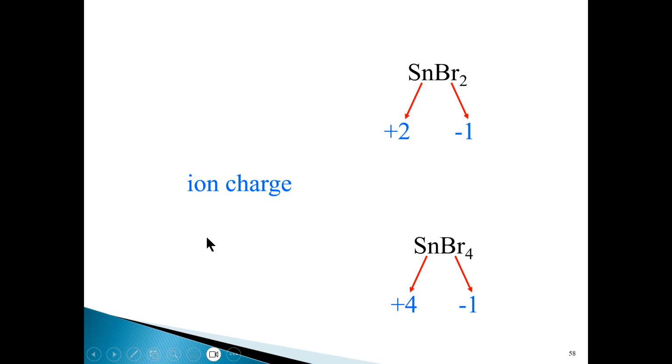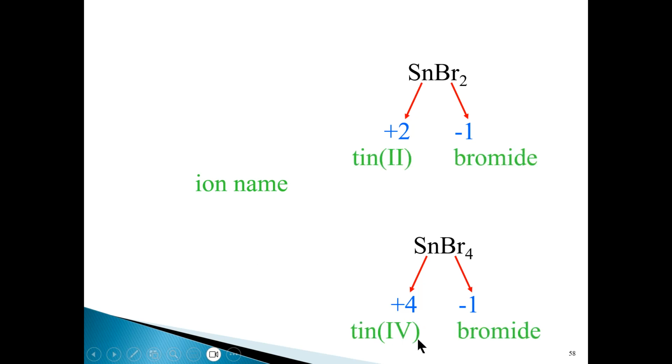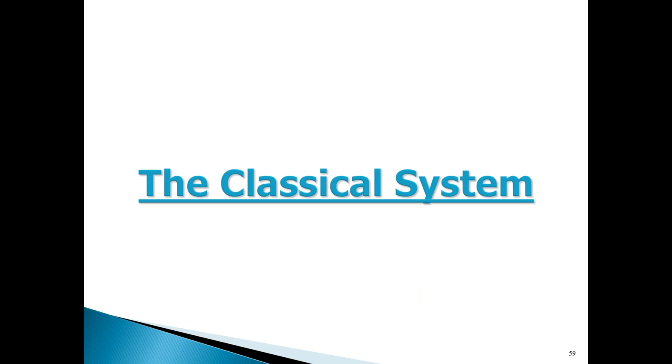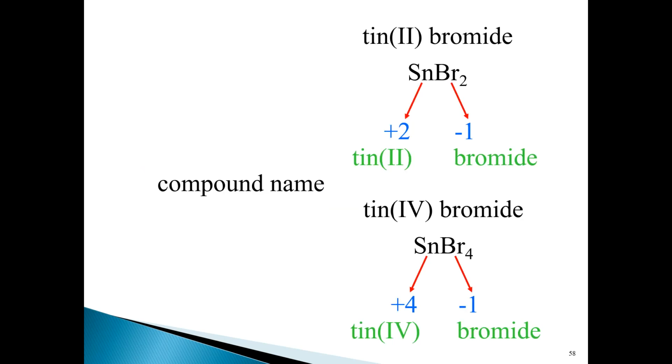So, in terms of the names of these ions, the name of this particular ion here is tin 2. The name of this ion here is tin 4. Bromide is the same in both cases. So when we put the names together, the name of the first one will be tin 2 bromide, and the name of the second one will be tin 4 bromide. So that's basically how we name these compounds, where the metal element of the compound can display more than one charge.